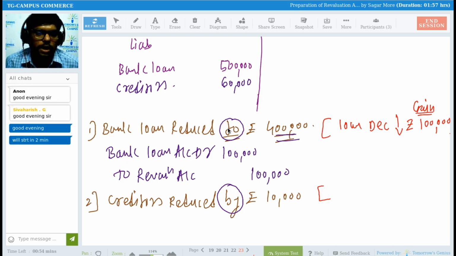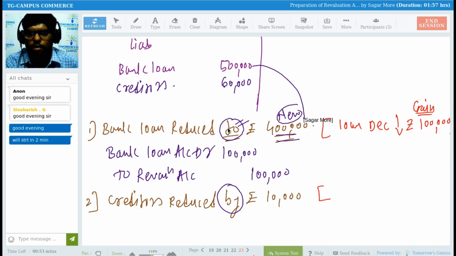So then what will be the new value of creditors? 60 minus 10, 60 minus the new value. 60 minus 10, 50,000. Getting? So it's a wording: "to" and "by". Whenever "to" is given, it's a new value, and you have to find out the difference. See, we find out the difference here. And whenever "by" is given, that is not a new value.